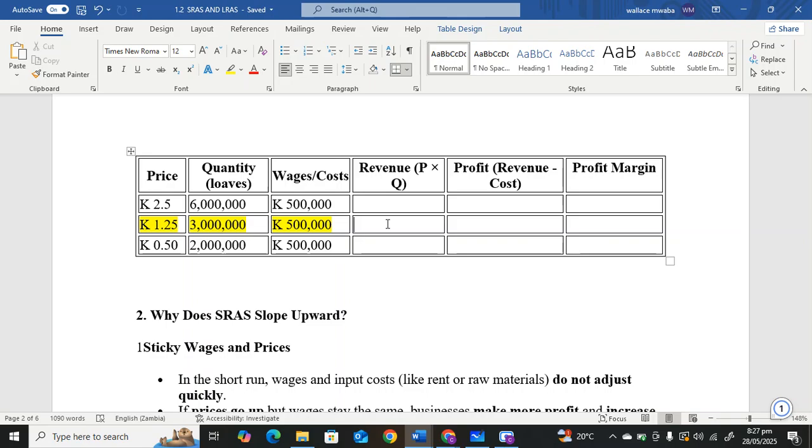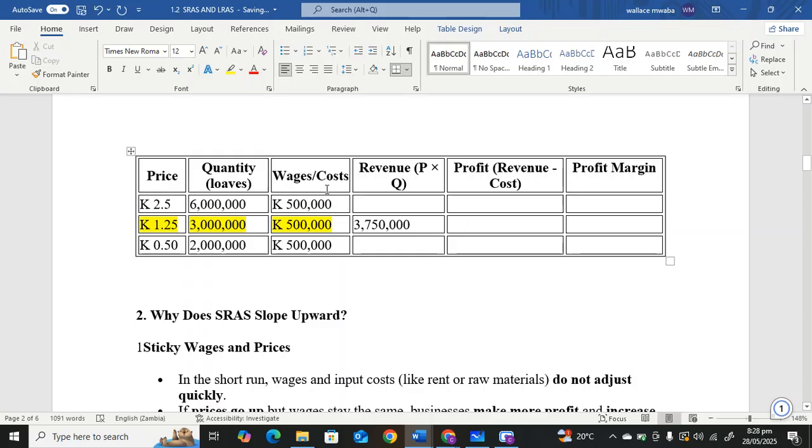1.25 times 3 million. Oh, yeah, times 3 million. Okay. Then we see, okay, what is the profit they're going to make?